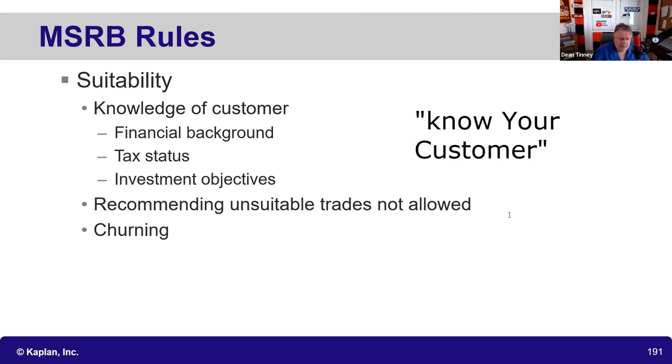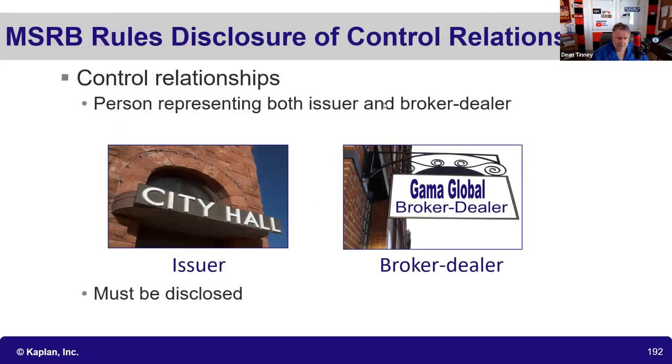Right? Huge, know your tax status. Because I need to know whether you're in an uncomfortably high tax bracket, where munis might be appropriate, or you're not. Investment objectives: we're not supposed to recommend unsuitable trades, and churning is a big no-no. Churning is trades that are excessive in size and frequency.